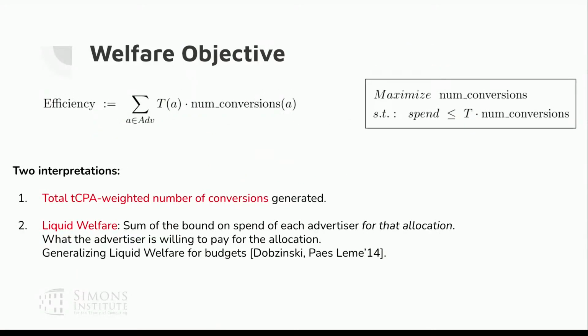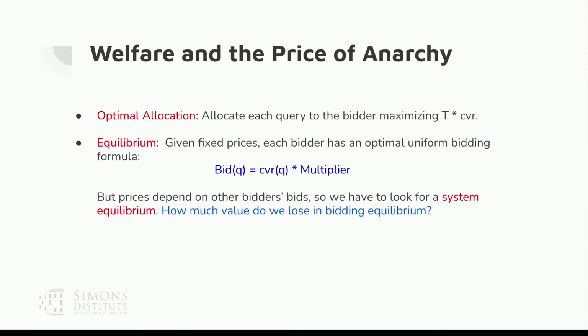Okay, so let me say this a bit more carefully. If you want to maximize this notion of efficiency in a matching, then you want to give each item to the advertiser who maximizes this form. This form is simply my target times my number of conversions from this item. So that's the optimal allocation, if you could ignore the auction and just give items to bidders as you want.